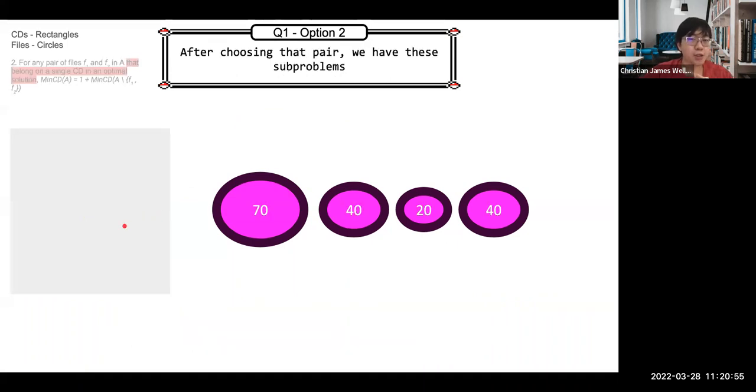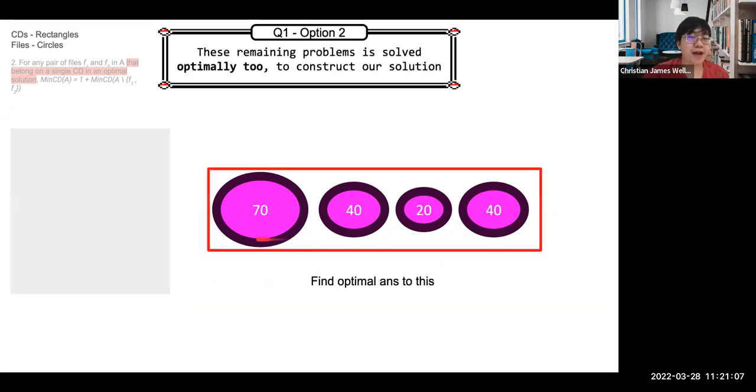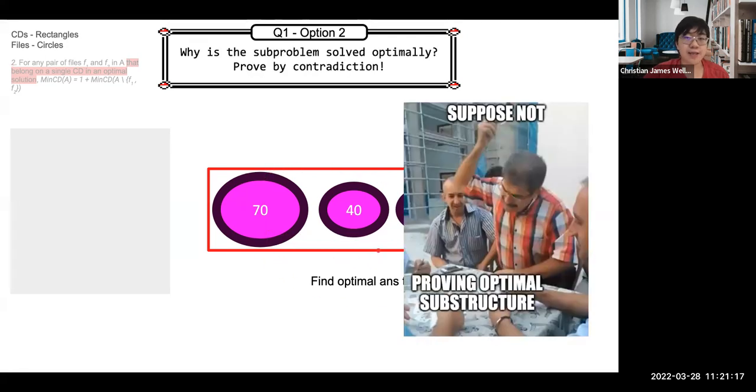Now after choosing that pair, we have this sub problem of 4 files left. You want to find the optimal answer to this. Let's say that we can solve this optimally too, to construct our optimal solution. Typically, we try to prove by contradiction. So we suppose not. We suppose that we can actually get the optimal solution to everything without going through the optimal solution to the sub problem.